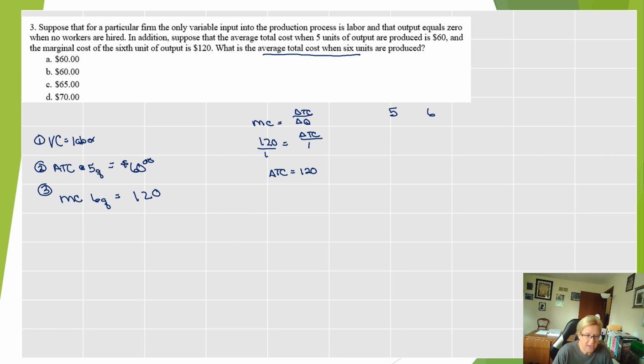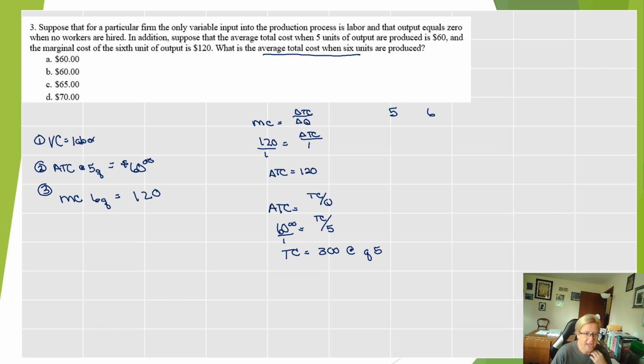So I'm going to take my average total cost and now work with that. My average total cost is equal to total cost divided by quantity. I'm going to fill in what I know. I know that average total cost is $60. And total cost, we're trying to solve for that. We're going to divide that by the 5 units. Again, we can cross multiply and we get that our total cost is equal to 300 at quantity 5.